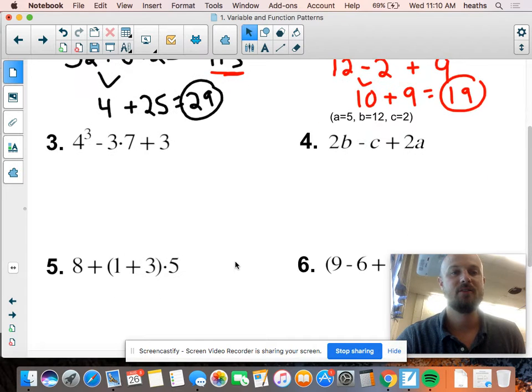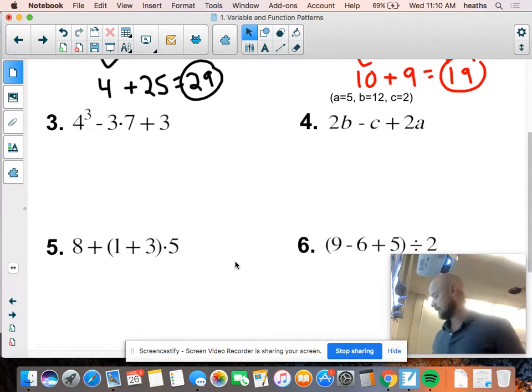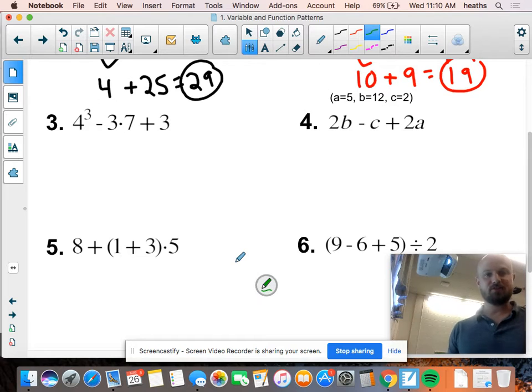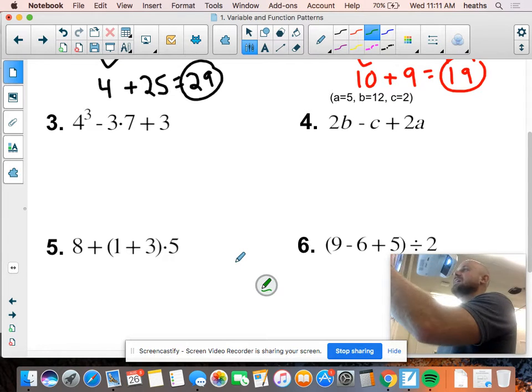Scrolling down to number 3. I will switch pen colors so we can keep these separated. Let's look at this problem. I noticed that we have an x. We have no parenthesis, but we do have an exponent here. So we've got to take care of our exponent first. 4 to the third is going to be 4 times 4 times 4. So 4 times 4 is 16. 16 times 4 is going to give us 64.